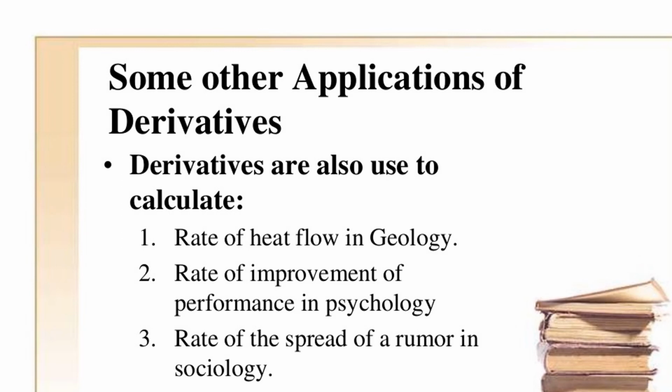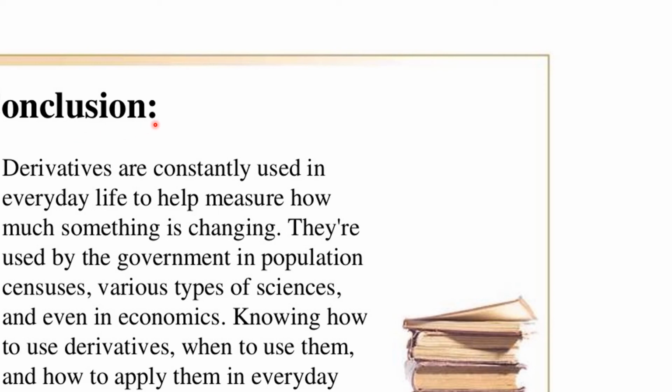Okay, my children, right. Now come to the conclusion part. Derivatives are constantly used in everyday life to help measure how much something is changing. To measure the rate of change, the amount of change that occurred, we use the concept of derivatives. They are used by the government in population census, various types of sciences, and even in economics. Knowing how to use derivatives, when to use them, and how to apply them in everyday life.